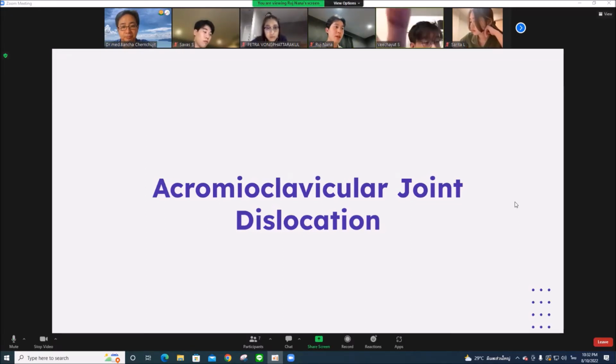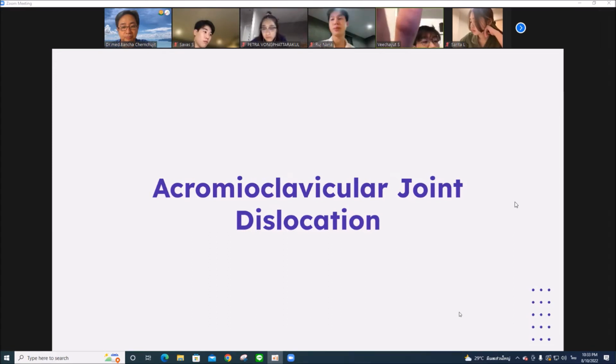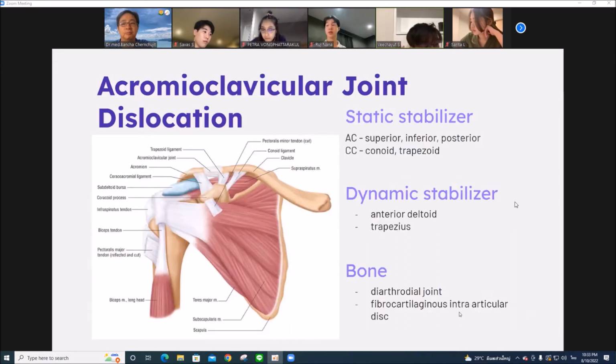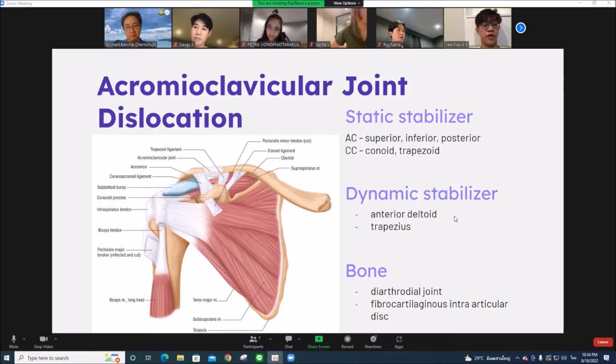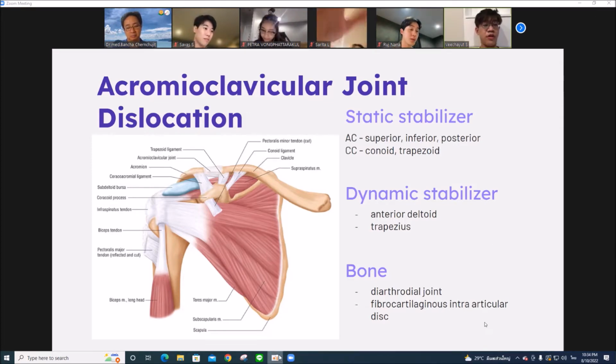Okay, so the next topic is going to be the acromioclavicular joint dislocation. AC joint dislocation is defined as the sprain or tear of the acromioclavicular joint or the coracoclavicular ligaments. This injury is found in up to 9% of all shoulder girdle injuries in athletes.